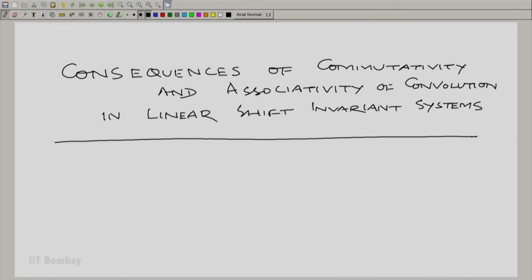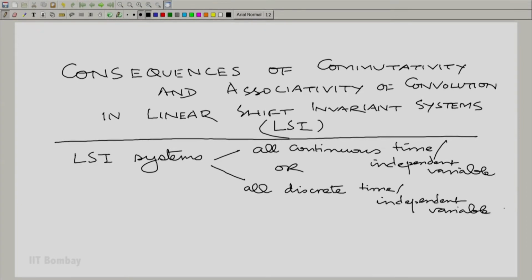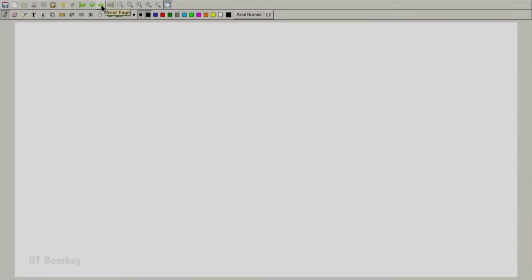So, essentially we ask the following question: what happens if I have a number of LSI systems, as I call them, LSI systems in cascade? Now, these LSI systems could all be continuous time, or continuous independent variable, or all discrete, and we put them in cascade, which means we put them one after the other with the previous output being given to the next input. So, let us consider three systems in cascade.